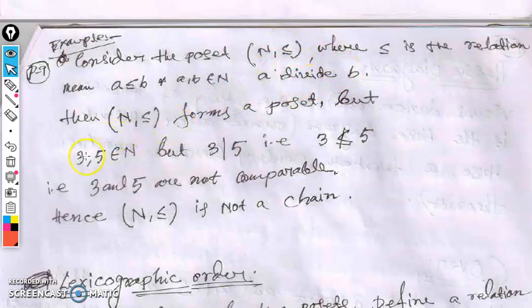Then you can easily observe that the natural numbers contain the two elements 3 and 5, but 3 doesn't divide 5 and 5 doesn't divide 3. So 3 is not comparable with 5. So this is a poset, but 3 and 5 are not comparable, so you cannot form a chain. So it's not a chain relation or total order relation. It's another example of an order relation.